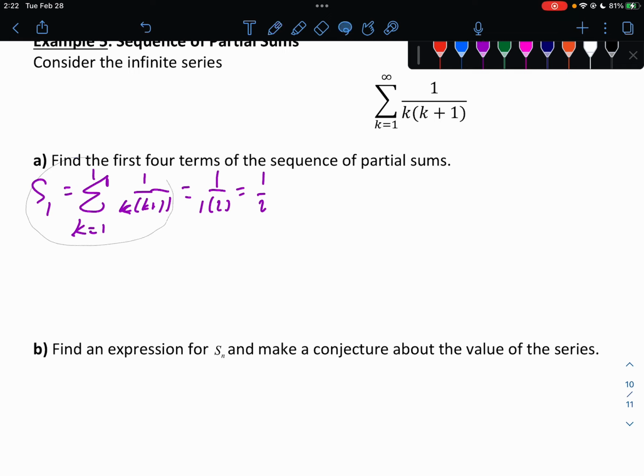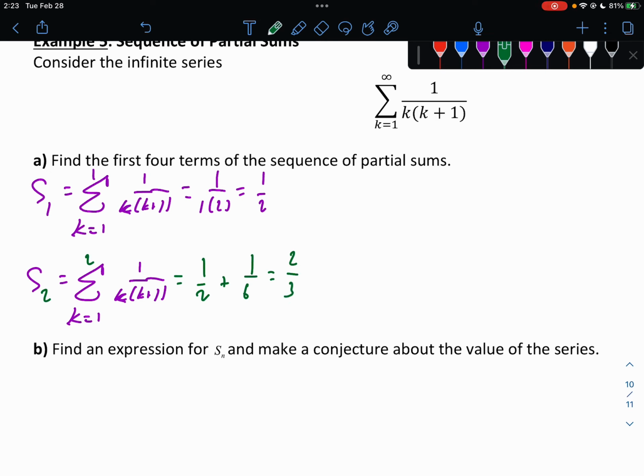So now the sum of the first 2 terms, we're going to change that to 2. So if we put 1 in, we get 1/2. If we put 2 in, we get 1 over 2 times 3, which is 1/6. So 1/2 plus 1/6 is 4/6, which is 2/3.